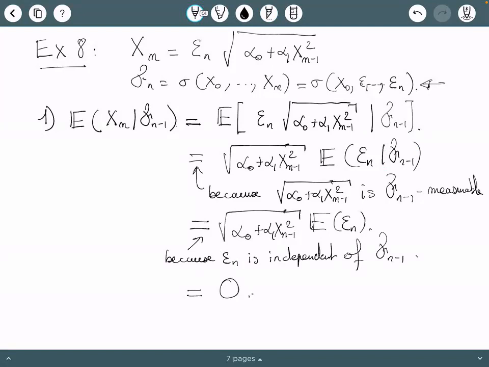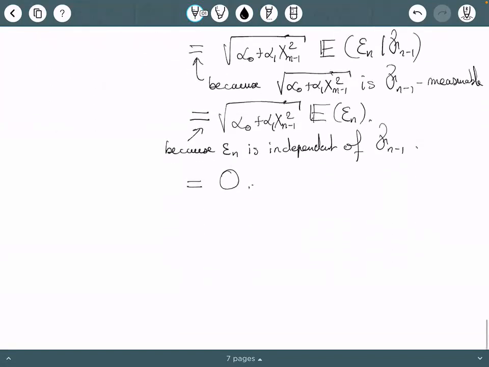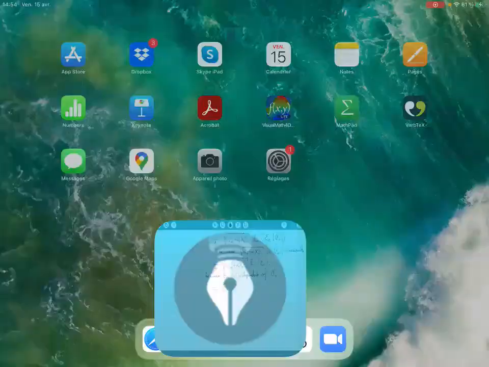Is it okay for everybody, or is there some question? I used two fundamental properties of the conditional expectation in this computation. It's clear enough? Okay, good.